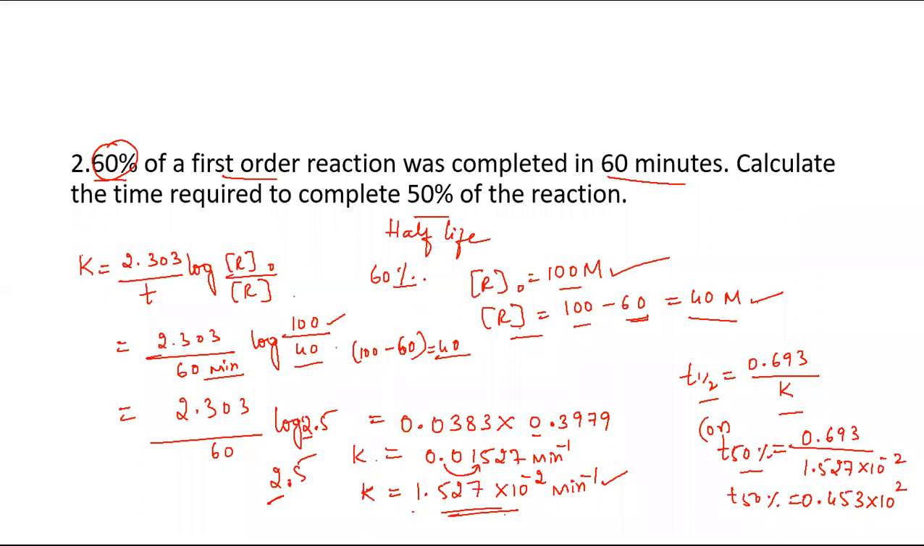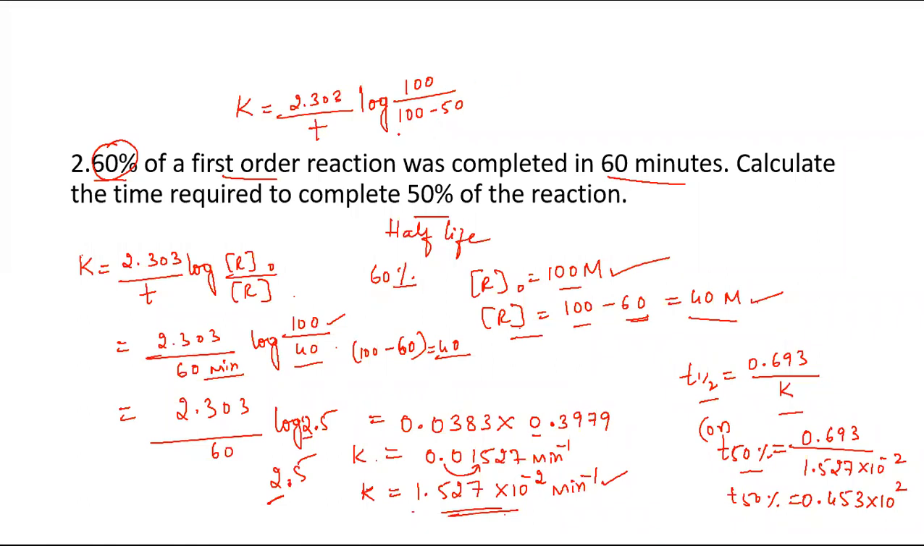But they have asked to calculate the time required to complete 50% of the reaction. Now, when 60% is completed, we got K. How much time is it going to take to complete 50% of the reaction? So either you can take it like this. Here I'm going to write K is equal to 2.303 divided by T log. So in percentage, the initial concentration will be 100 and final will be 100 minus 50, that is 50. 100 by 50 is 2, so we have to take log 2.